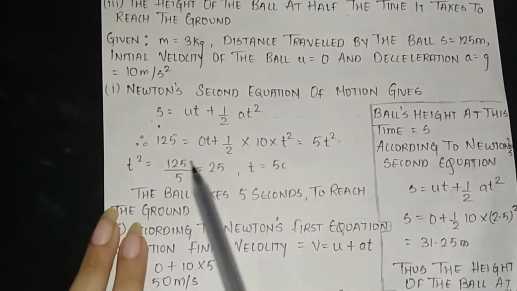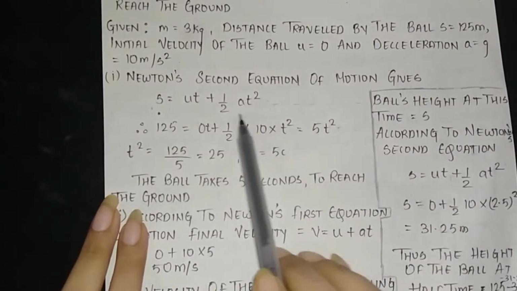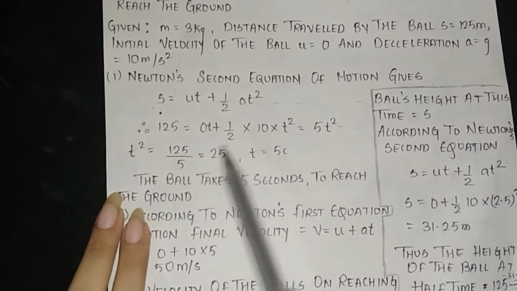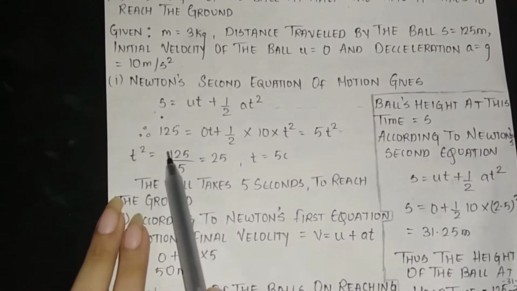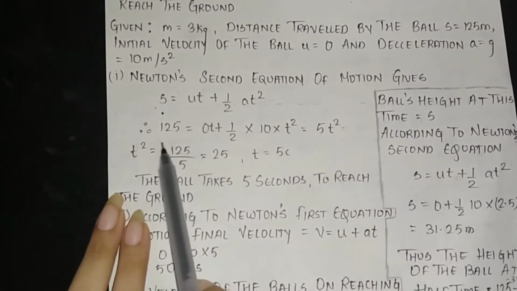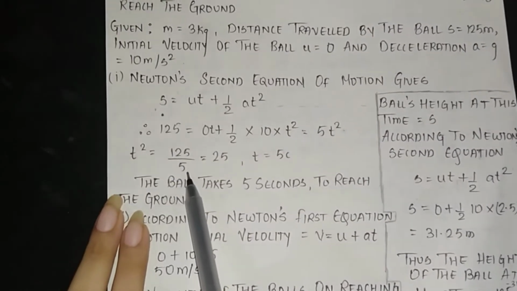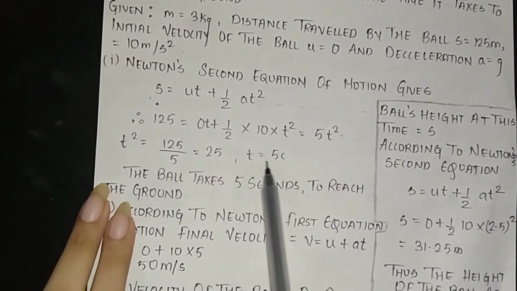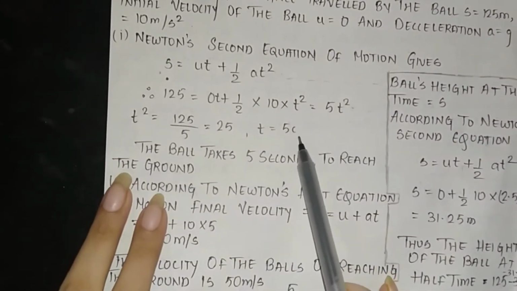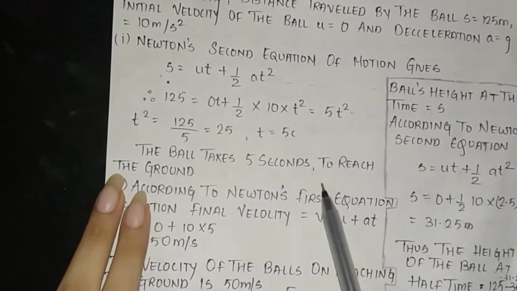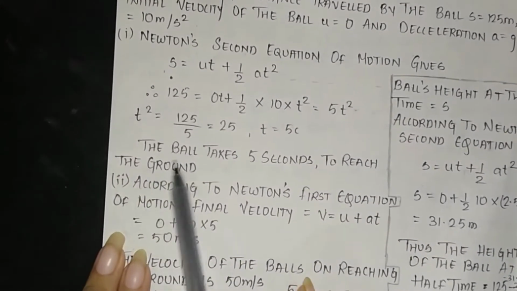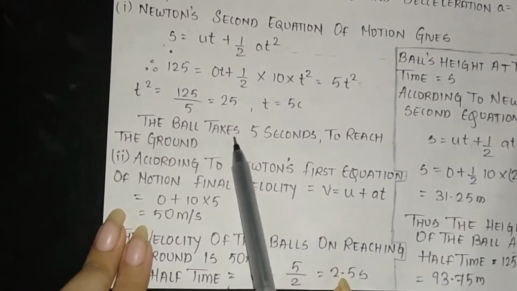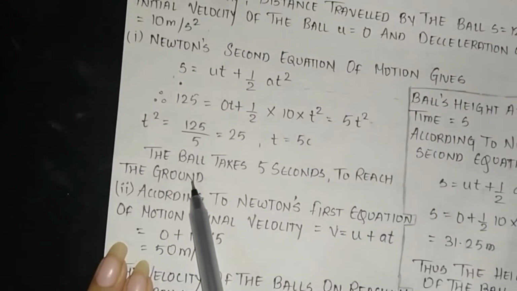Now we can calculate it easily by dividing, 5t square equals 125. Therefore t square is equal to 25, and we can calculate the value of t. The value of t is 5 seconds. Now we have calculated that the ball takes 5 seconds to reach the ground.